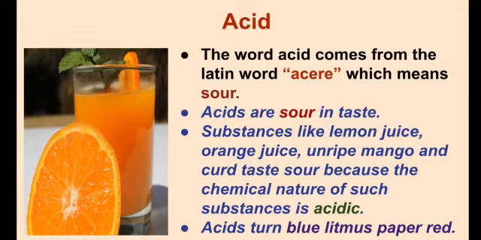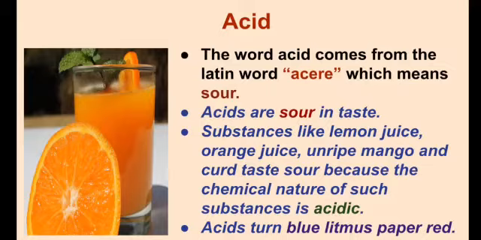As you know, substances like lemon juice, orange juice, unripe mango and curd taste sour because the chemical nature of these substances is acidic, right? Acid turns blue litmus paper red. What is litmus paper? We'll discuss later. Actually, there is an experiment to find out whether a substance is acidic, basic or neutral in nature with the help of litmus paper.